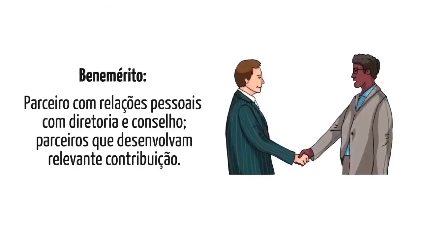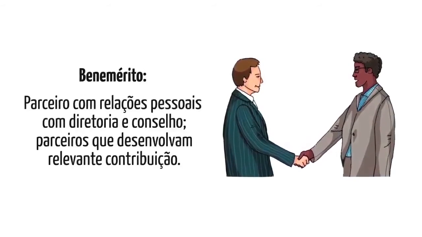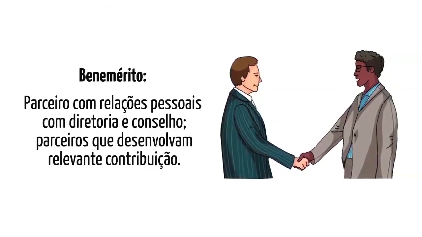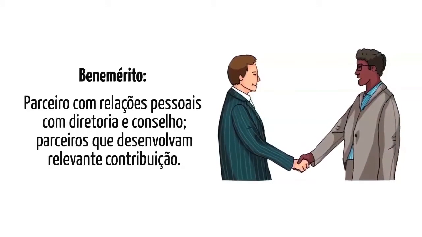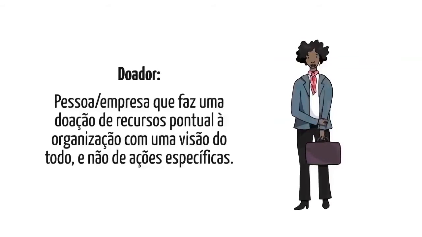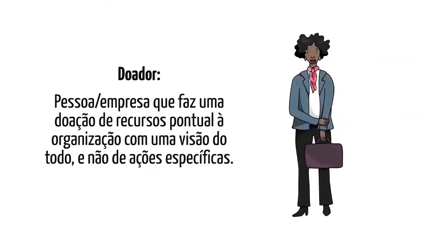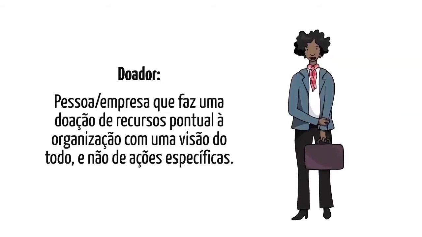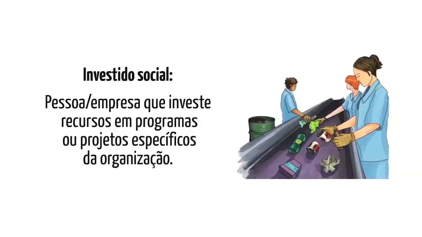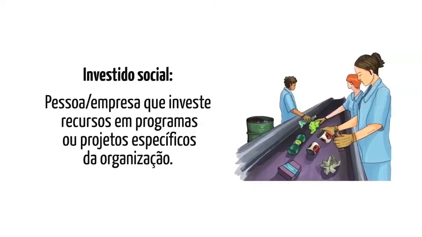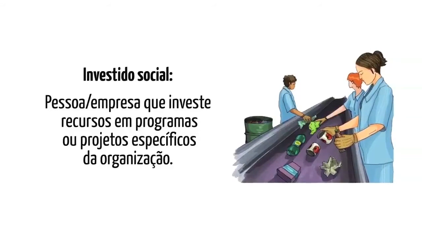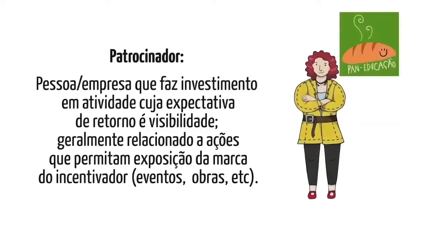See now some of the titles which can be given to different donor partners and their characteristics. Meritorious, partners with a close relationship with the directors and the board, partners who might bring great contributions. Donors, an individual or company that makes a single donation to the organization on a general basis, not to determined actions. Social investor, someone or a company who invests in the organization's programs or projects.